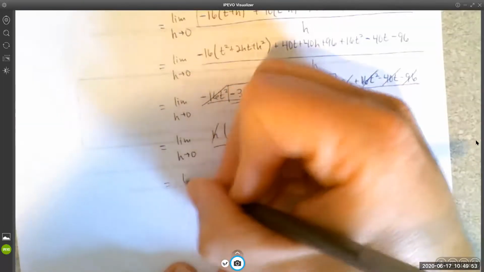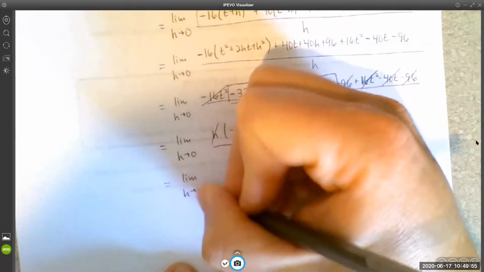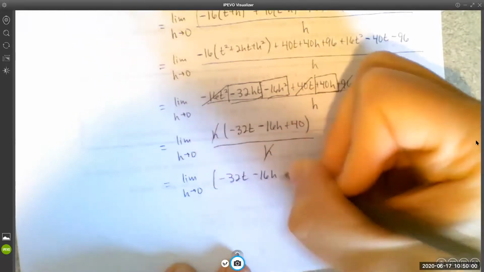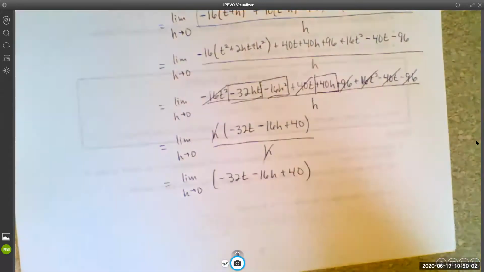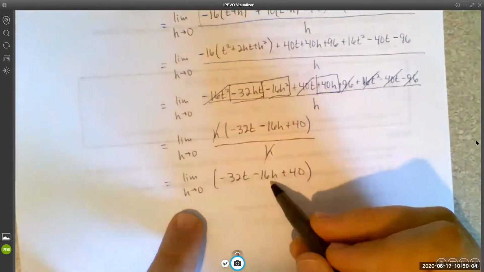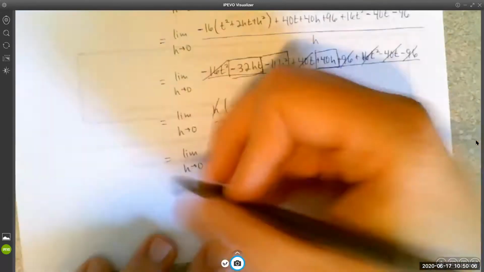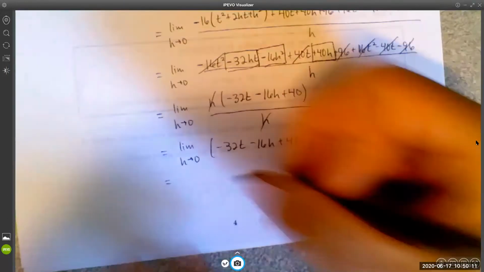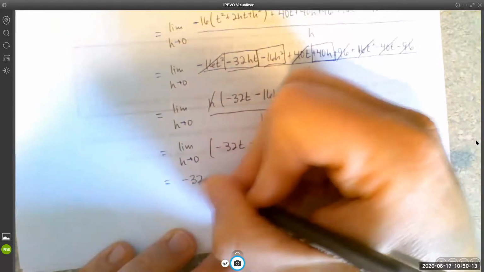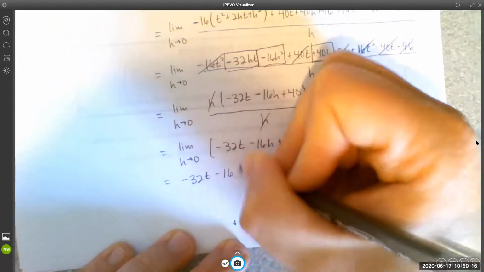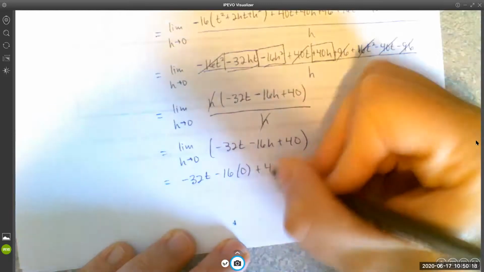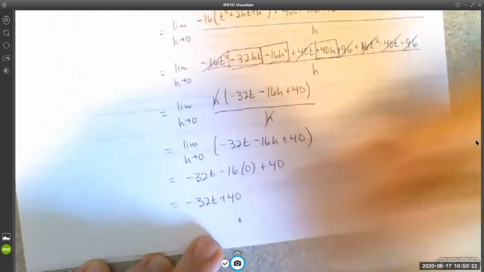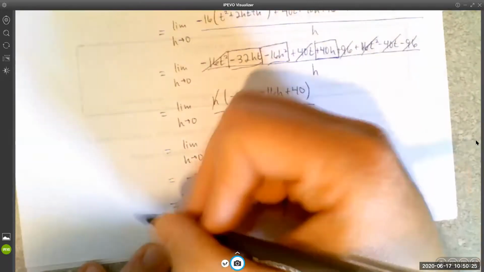I get the limit as h approaches 0 of negative 32t minus 16h plus 40. Well, as h goes to 0, this term is going to disappear, right? I've eliminated the h in the denominator, so I can go ahead and just plug in h now, right? So I'm going to have negative 32t minus 16 times 0 plus 40. Well, that just equals negative 32t plus 40. Okay, so there's my velocity function.